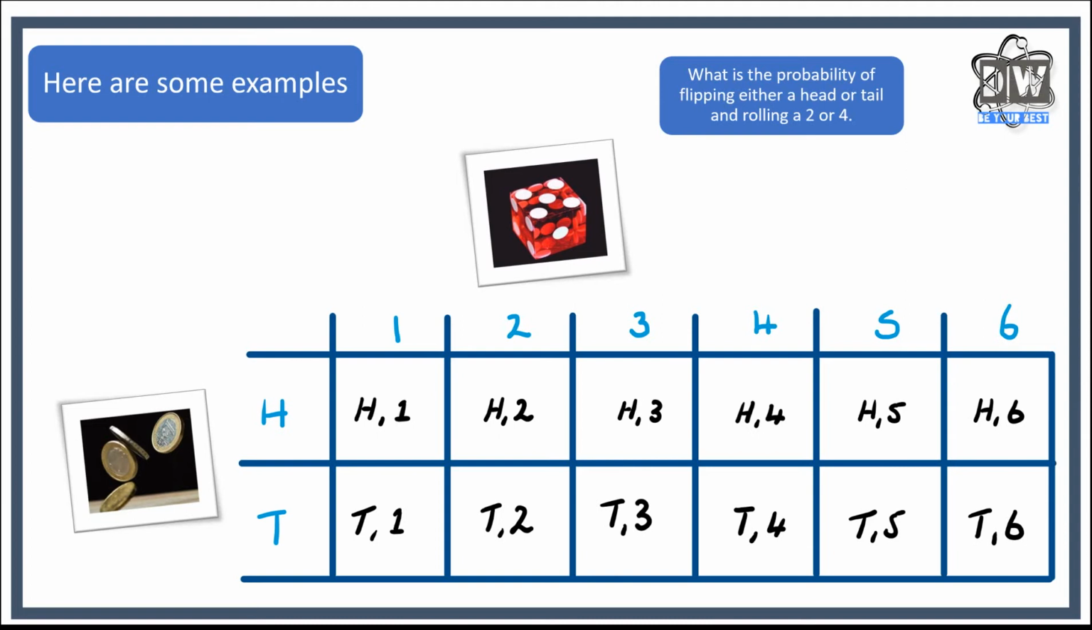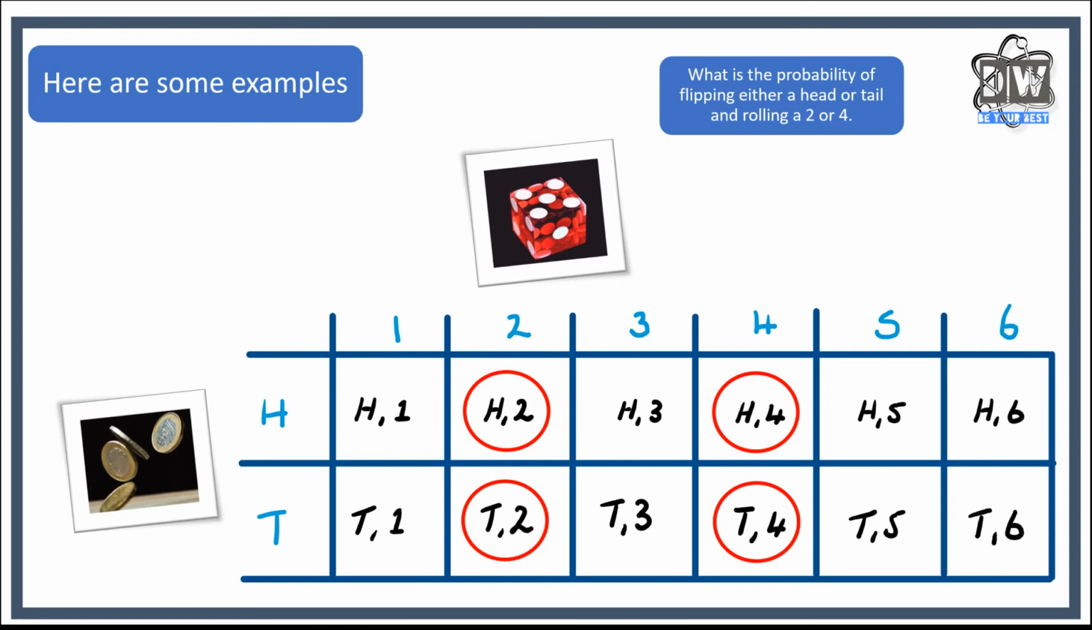So let's identify where that happens. So where have I flipped either a head or a tail and rolled a 2 or a 4? Well, I've done it there, and there, and there, and there. At no other point have I flipped a head and rolled any other number, or a tail and rolled any other number. Okay, so let's bring that up now.